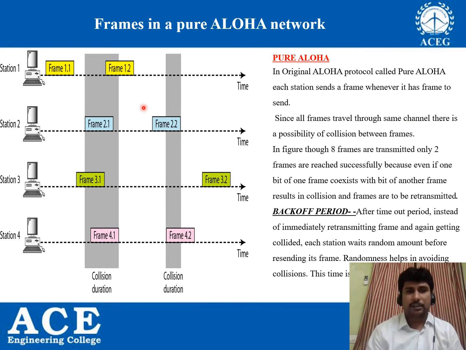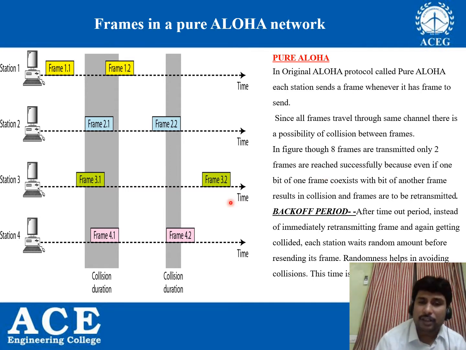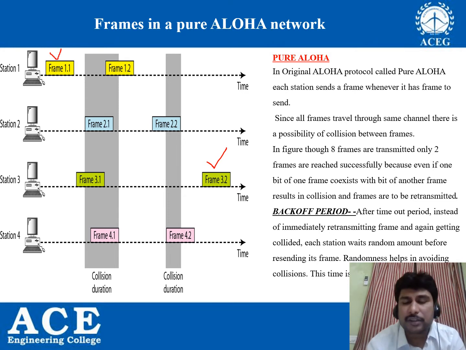In the figure, you could find that station 1 sent 2 frames, station 2 sent 2 frames, station 3 sent 2 frames, and station 4 sent 2 frames. Totally, 8 frames have been transmitted, but only 2 frames reached successfully. What are they? Frame 3.2 is a success, and frame 1.1, and all remaining frames did not succeed.